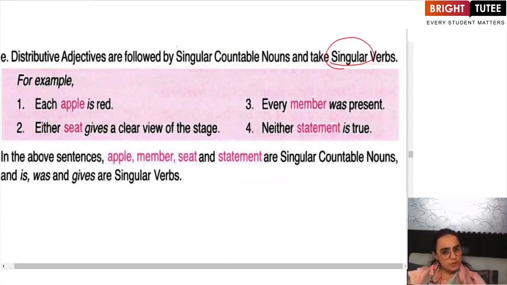So I'm going to pause here, dear students, and in the next session, we are going to begin with the interrogative adjectives. So I'm going to pause here and we'll see you all soon in the next lecture.